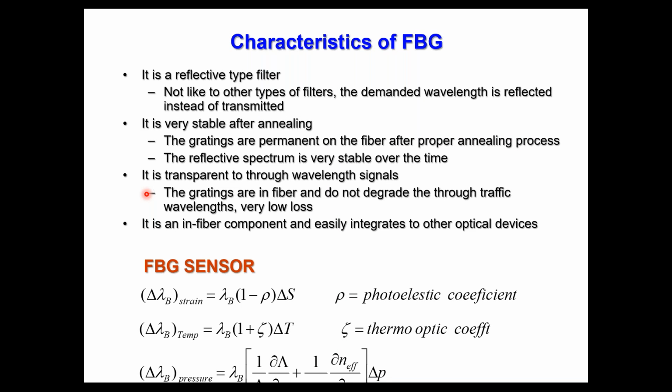So coming to some of the characteristic features of the fiber Bragg grating, it is a reflective type filter. It is not like other types of filters. The demanded wavelength is reflected instead of transmitted. It is very stable, and after writing the grating using UV radiation, it has to be annealed. The annealing makes the changes in the refractive index permanent, and the reflective spectrum is very stable over a long period of time. It is transparent to the other wavelength signals. The gratings are in the fiber and do not degrade.